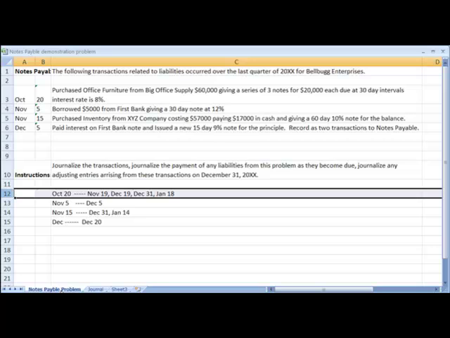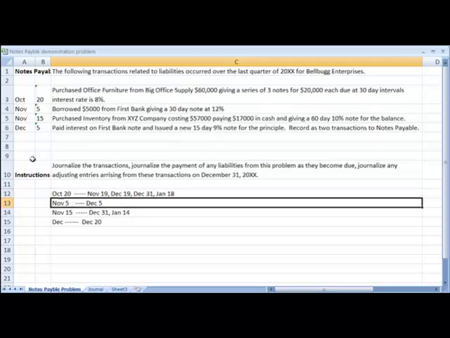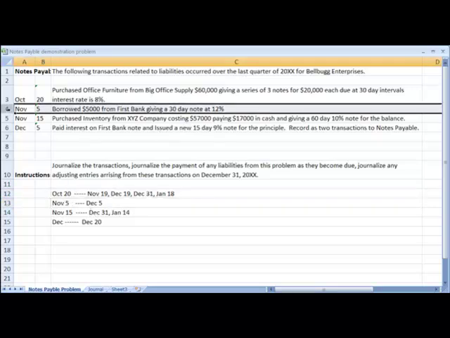Now, if we look at our schedule here, that's November 19th. The next date that comes up is December 5th, and that deals with this November 5th note that was borrowed, and it actually involves this transaction right here, and that we paid the interest on this note and then reissued a new note for 15 days at a new interest rate.